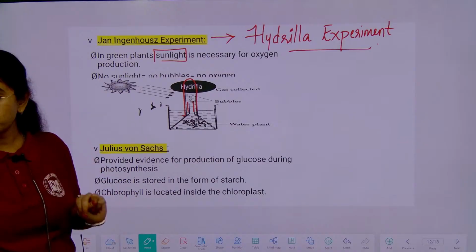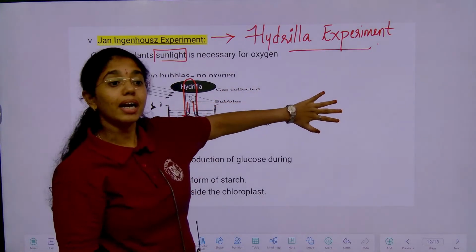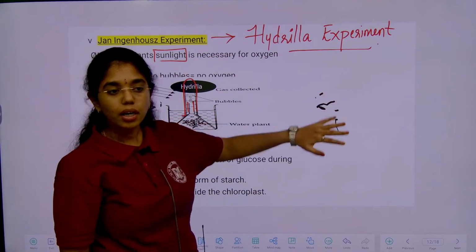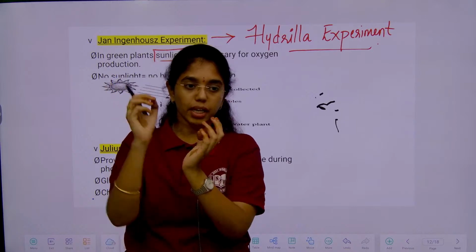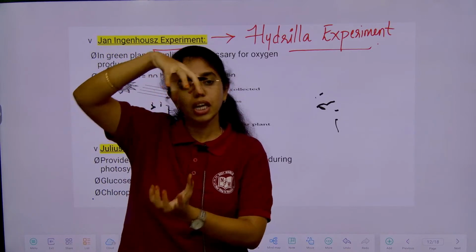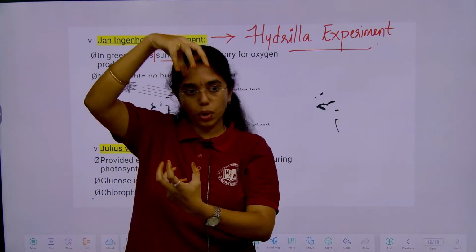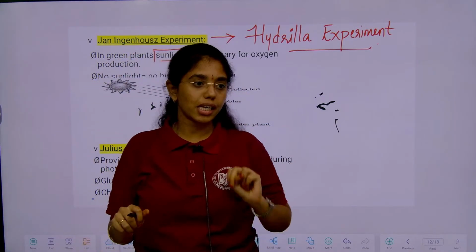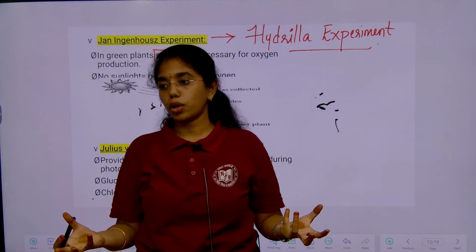Two such setups were prepared. One is kept under sunlight and the other is kept in the dark. Got it? What did he do? A beaker containing water and a funnel is taken, into which the Hydrilla plant is placed. He inverted it, kept it in the beaker, and closed the funnel with a test tube. Two such setups were made. One is kept under sunlight and the other is kept in the dark.